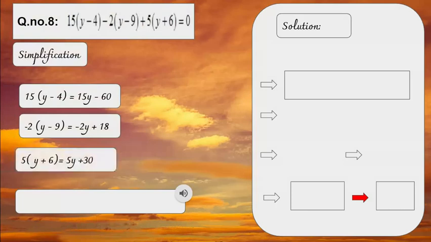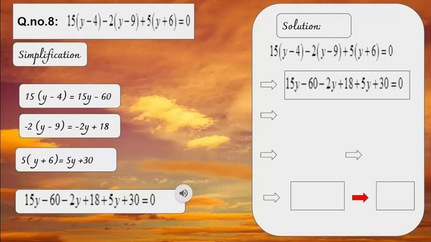Then 5 into (y plus 6). 5 into y, 5y. 5 into 6, 30. So 5y plus 30. So after simplification, we are getting 15y minus 60 minus 2y plus 18 plus 5y plus 30 is equal to 0. This is our second step of the solution. See, now what is the third step? In the third step, we are putting together the variables, the same way putting together the constants also.